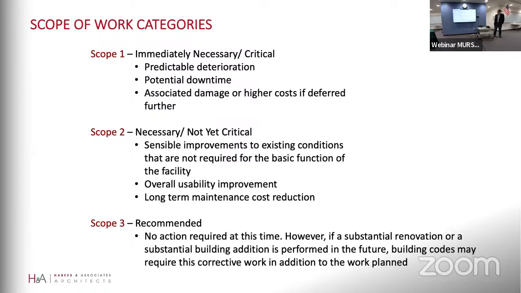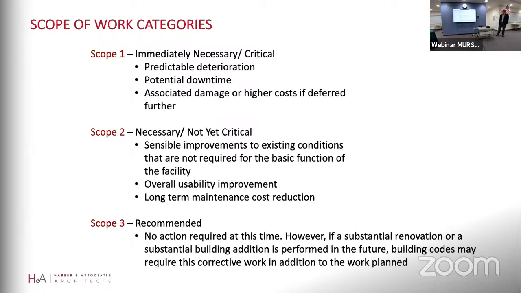There are also things that if they were to fail, if the electrical switch fails and the school is without power, that's downtime. That's a big deal. So something like that would go in scope number 1. And if we allow things to continue to deteriorate and we defer the maintenance, we know that down the road things are going to cost more to repair.